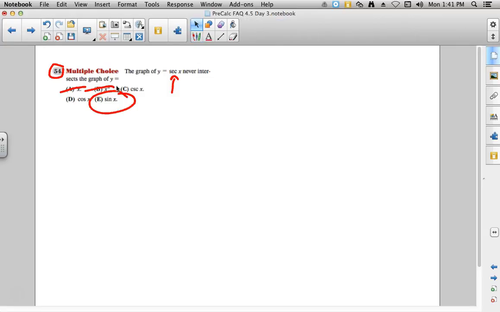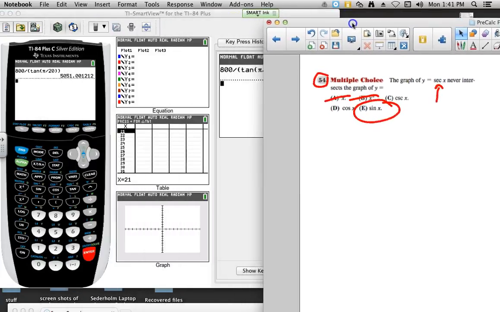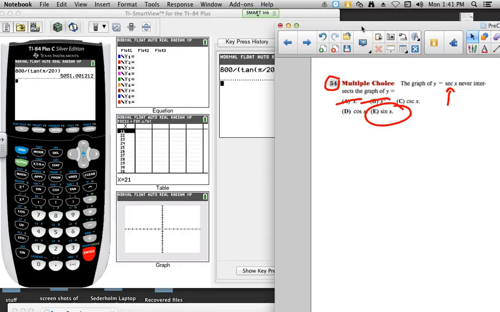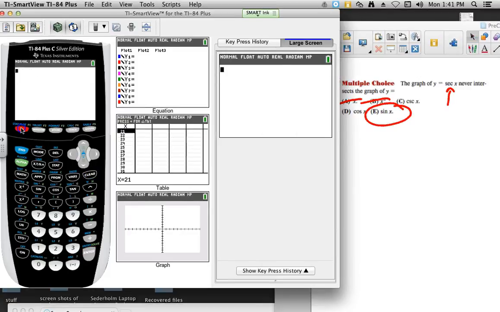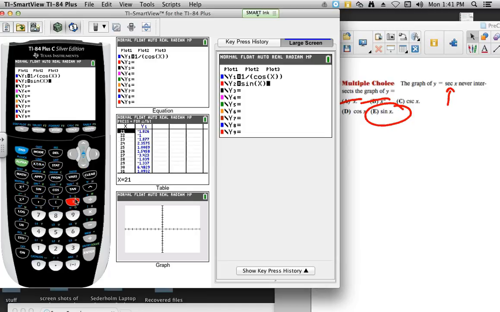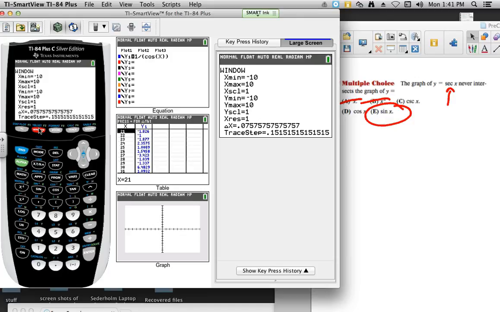And what I'm going to do is go ahead and show you this on the graphing calculator so you can get a visual of this. So let's go in here. And we're going to graph the secant of x, which is really 1 divided by the cosine of x. All right, got that in there. And then we have the sine of x, and we just want to make sure that those are not going to be hitting each other. But of course, I'm going to have to change my window because this is in radian mode, and I want to see what's going on.